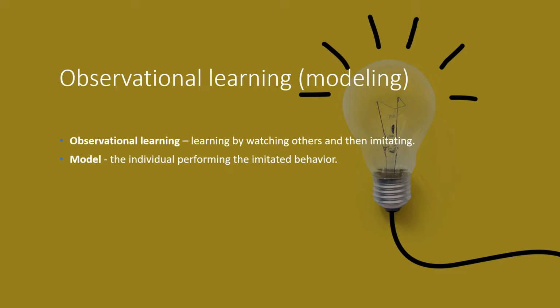And then we have observational learning, which is related to that. And this is where we learn by watching others. We might imitate what we see right away, or we might imitate it later on. So it might not be evident that we've learned until later, and that's latent learning. And sometimes we show what we learned right away. And so we have a model, and this is the person performing the imitated behavior.